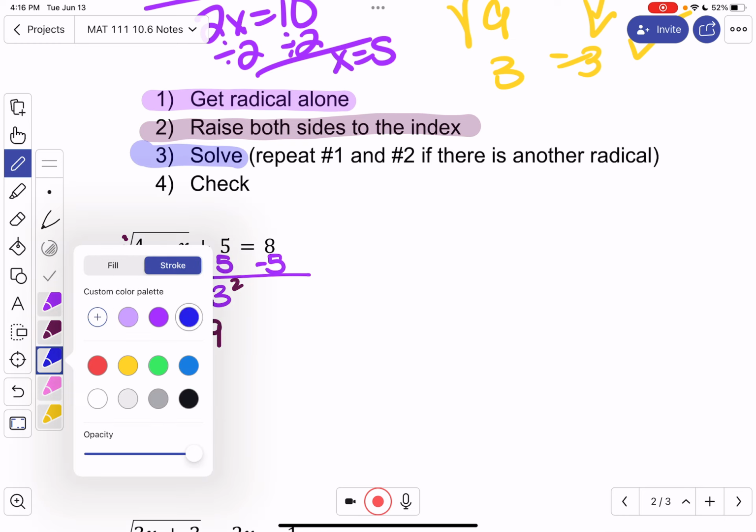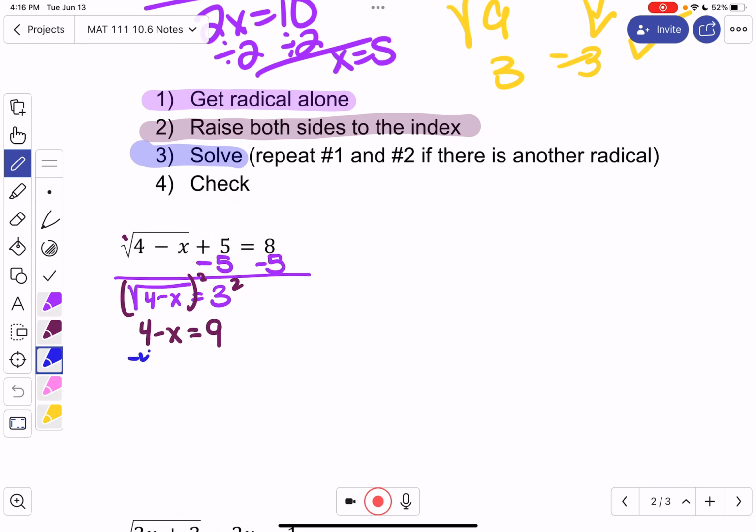Then we solve. And you just keep repeating 1 and 2 if there's more than one radical, which I'll show you. So now we solve like normal. So I'm going to subtract 4 from both sides. Negative x equals 5. Divide by negative 1. And I get x equals negative 5.